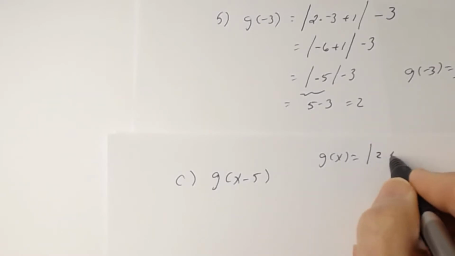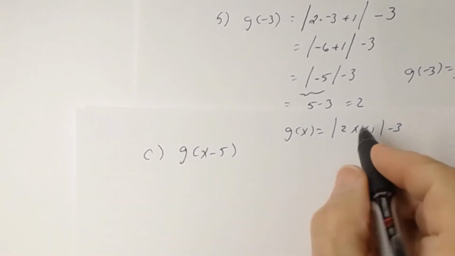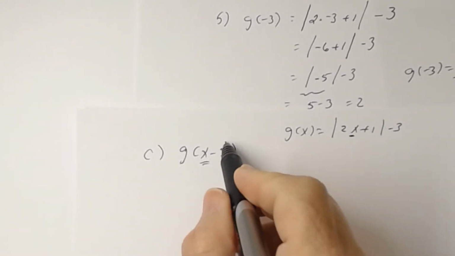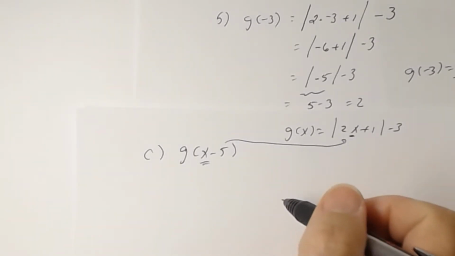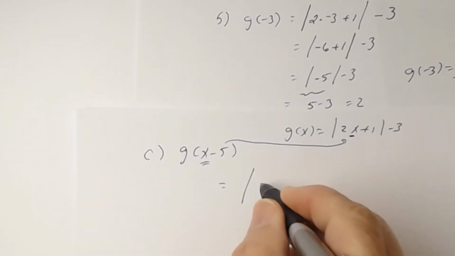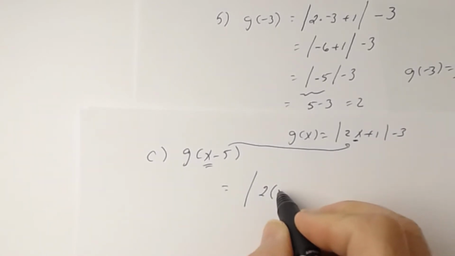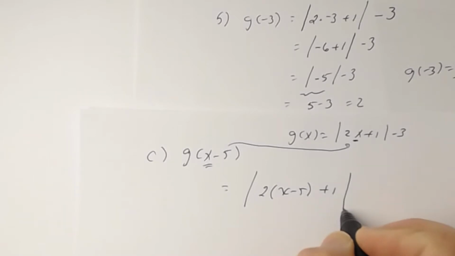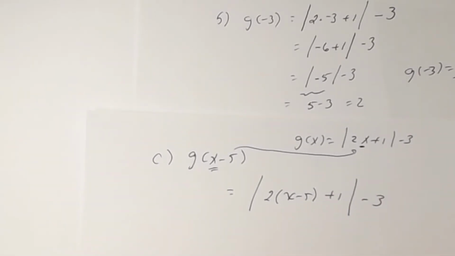The absolute value of 2x plus 1 minus 3. All right, so where we see the variable x, what do I substitute? x minus 5. Now you're going to work it out just like you did the previous problems. So that's going to be the absolute value of 2 times, in parentheses, x minus 5, plus 1, absolute value, right? Whatever that is, you're going to subtract 3.